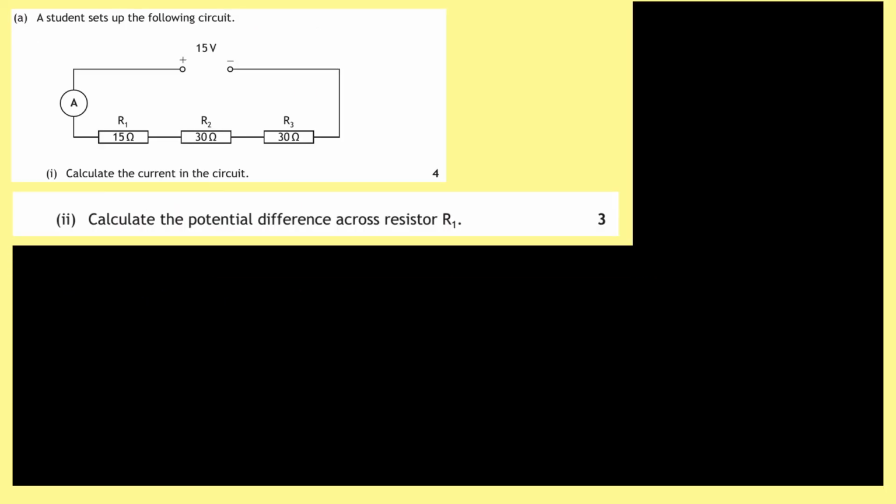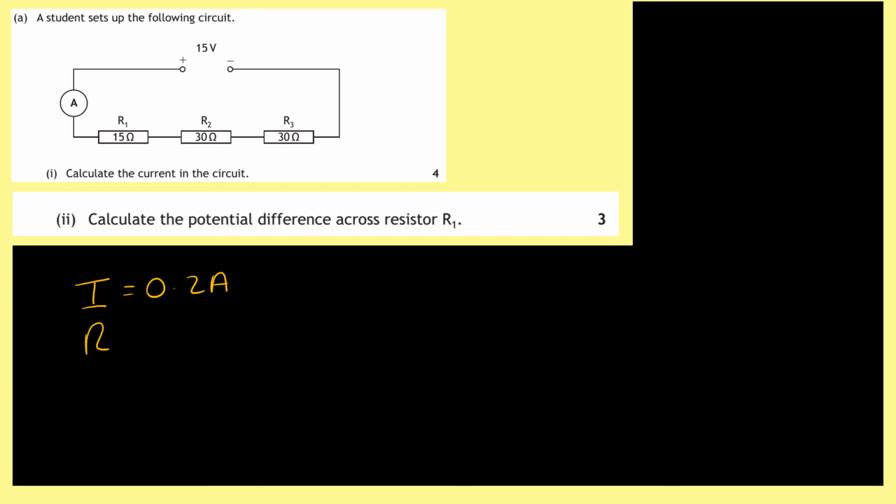Next one. From the previous circuit, calculate potential difference across resistor R1. This is resistance. This is Ohm's law. This is circuit rules. All of these things combined. Now remember, from the previous question, we said that I, the current, which is the same at all points because it's a series circuit, is equal to 0.2 amperes.